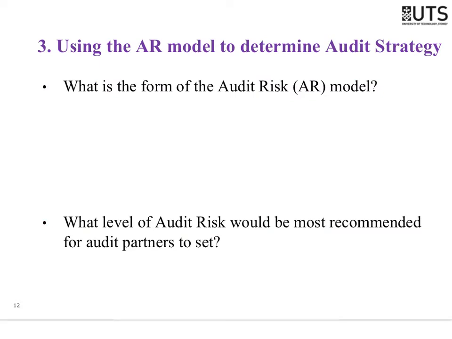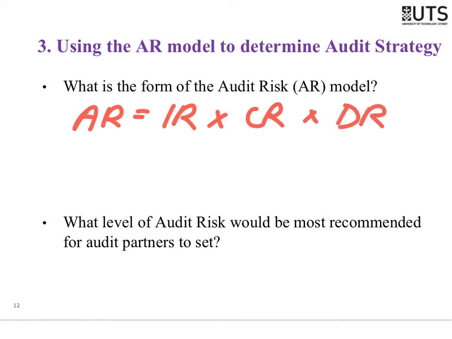Now, once we have our inherent risk assessment and our control risk assessment, we go back to our audit risk model. Now, the form of the audit risk model, please write this down, is audit risk is a function of inherent risk times control risk times detection risk. Ladies and gentlemen, audit risk, number 1, is the risk that we provide an incorrect audit opinion. Okay? Now, before I go anywhere, would we want that risk to be high, medium, or low?